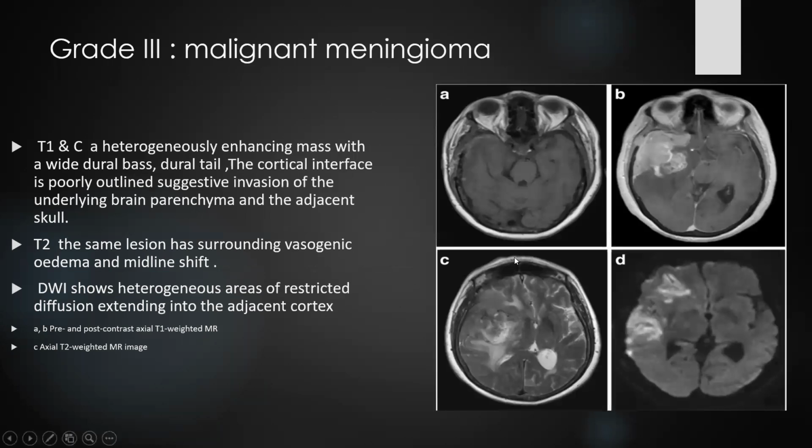In this case, there is a heterogeneous enhancing mass with a wide dural base, a dural tail, and the cortical interface is poorly outlined, suggestive of invasion of underlying brain parenchyma and adjacent skull. On T2, the mass is surrounded by vasogenic edema and midline shift. Diffusion weighted shows a heterogeneous area of restricted diffusion extending to the adjacent cortex.